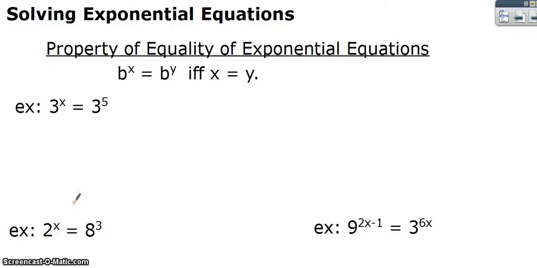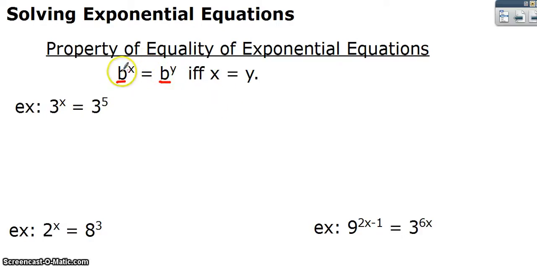All right, section 2 involves solving exponential equations. That's what we're going to do here. The property of equality of exponential equations says that b to the x equals b to the y if and only if x equals y. Basically, if you have an exponential equation where the bases are the same, then the exponents must also be the same for them to be considered equal to each other.